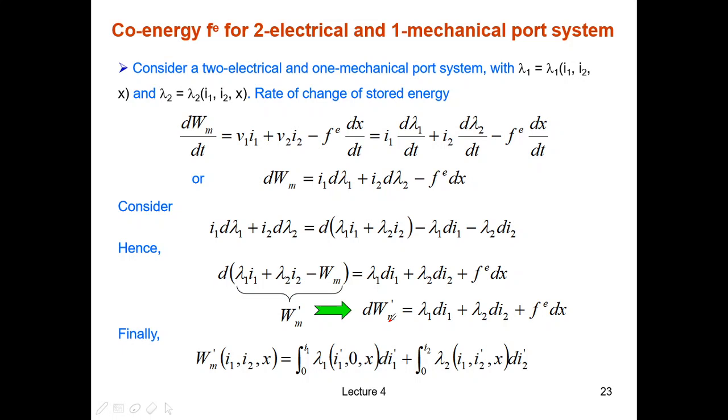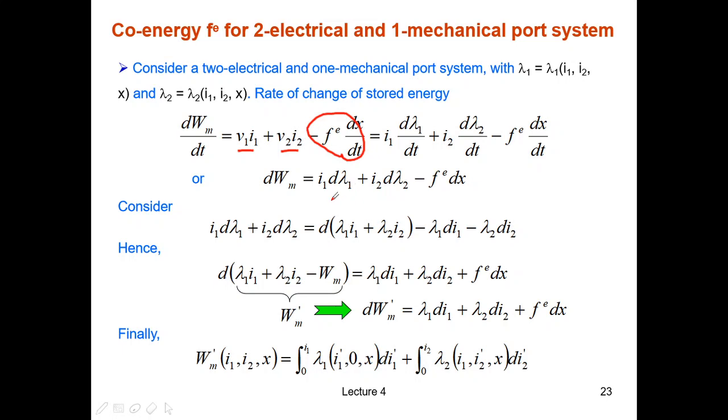Calculation of force for a system with two electrical ports and one mechanical port. This is an example when you have more ports. On the electrical side, you have two ports, so you have energy and power from port 1 and port 2, so V1 I1 and V2 I2. You also get some energy out of the mechanical port.